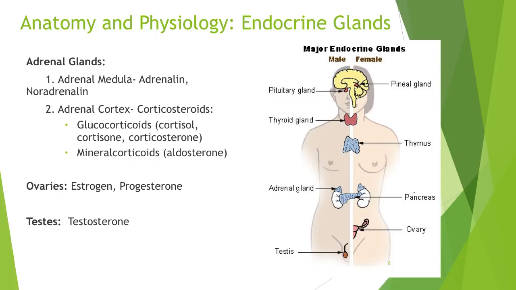When we look at the adrenal glands, the adrenal medulla is responsible primarily for the release of adrenaline and noradrenaline, or epi and norepi. The adrenal cortex affects the glucocorticoids and mineralocorticoid steroids. And then, of course, the sex organs themselves, the ovaries help produce estrogen and progesterone, and the testes produce testosterone.